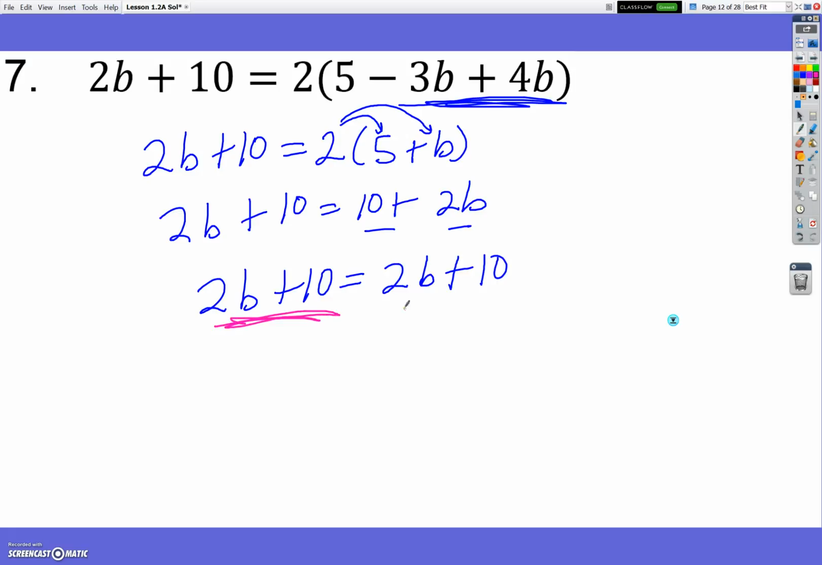I have the same exact equation written on both sides, 2b plus 10 and 2b plus 10. Therefore, I could stop right here. If you don't see that pattern, you can begin by subtracting 2b on both sides, and you're left with 10 equals 10, because these cancel. If you're left with a true statement with no variables, so you just have two numbers that are exactly the same, this would be infinitely many solutions.